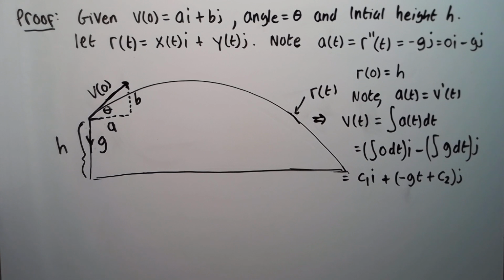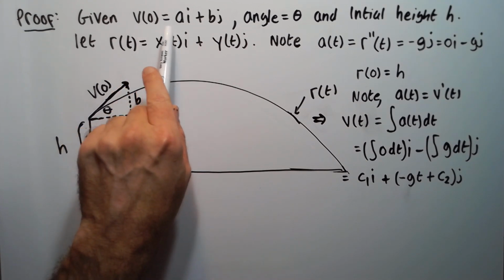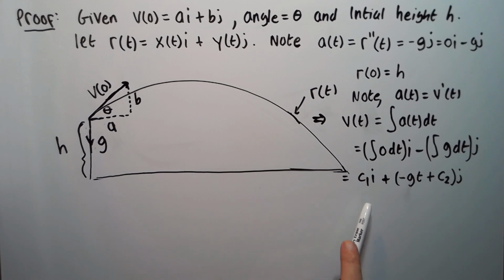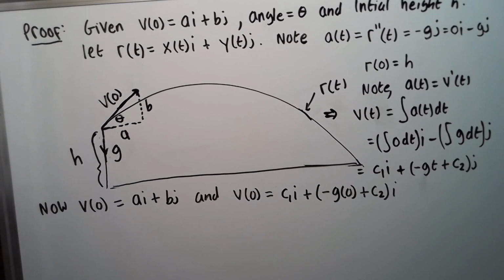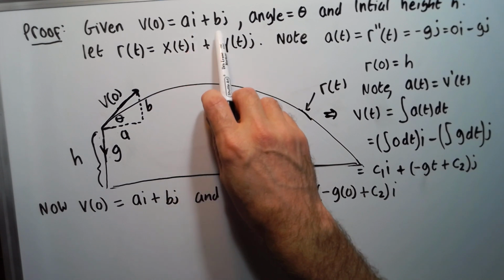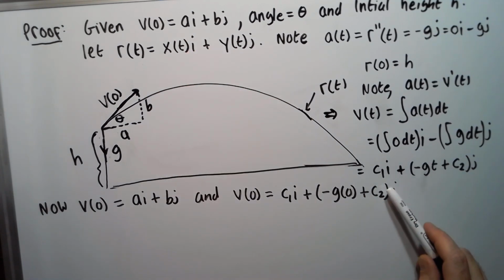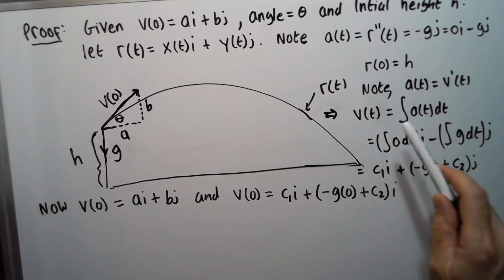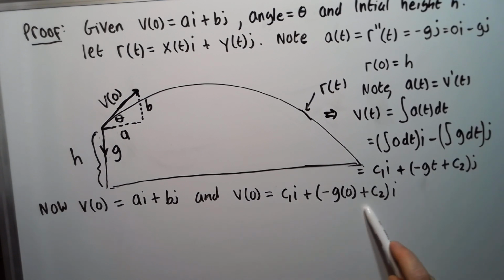Now let's note here that our velocity at time 0 is ai plus bj. We're going to use that to find the c1 and c2 values. Again, our v0 is ai plus bj, but also from the formula we just obtained, our velocity function is given by this. We can stick in 0 in place of t here. That's how I got this. And now you can equate coefficients, so the a must be the c1, and the b must correspond to the c2.